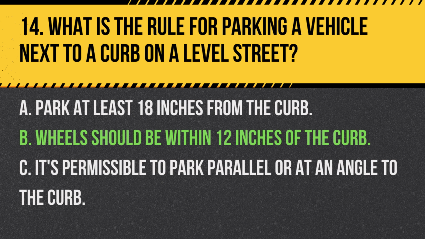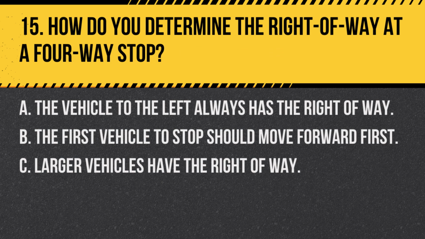Answer B. Wheels should be within 12 inches of the curb. Proper curb parking helps maintain traffic flow and safety. Question 15. How do you determine the right-of-way at a four-way stop?